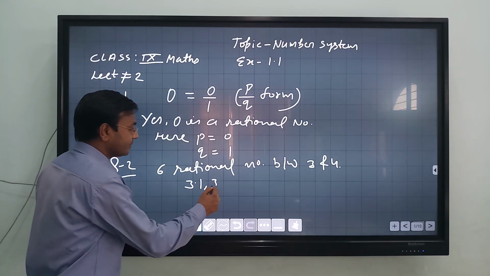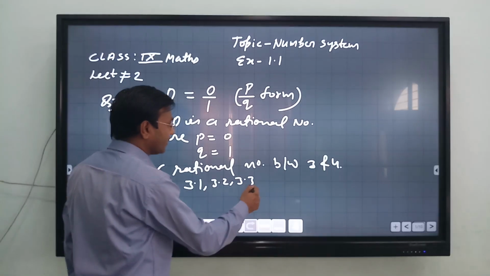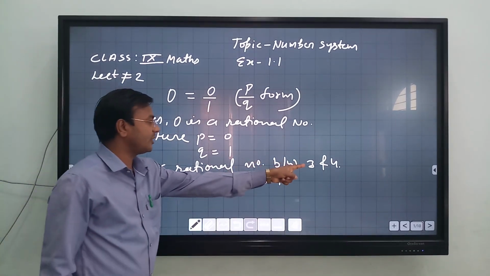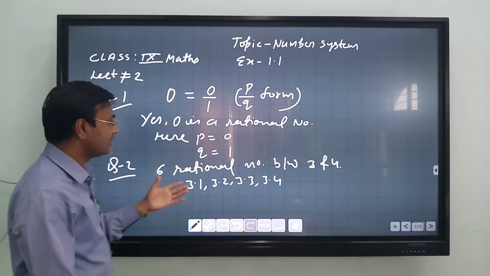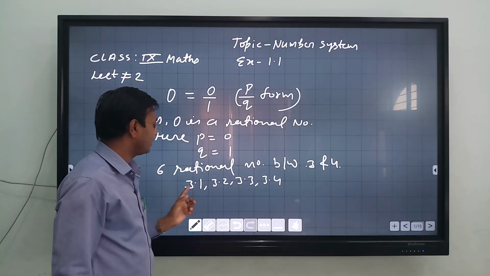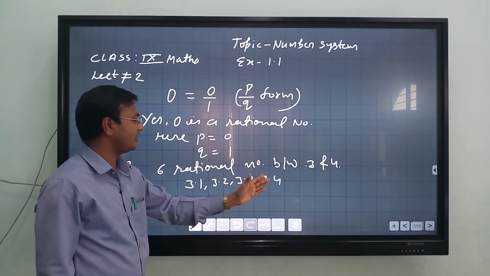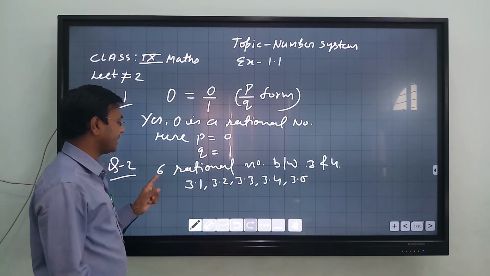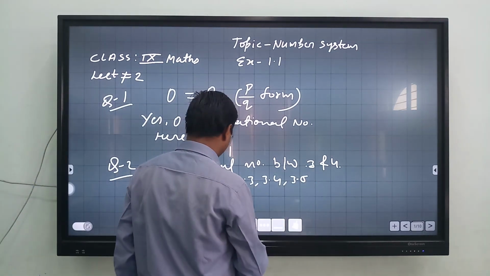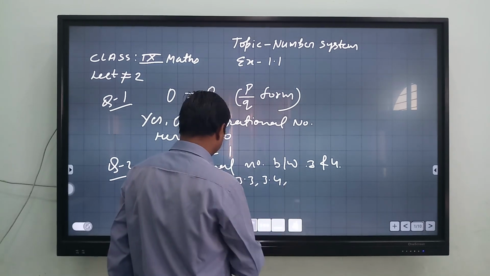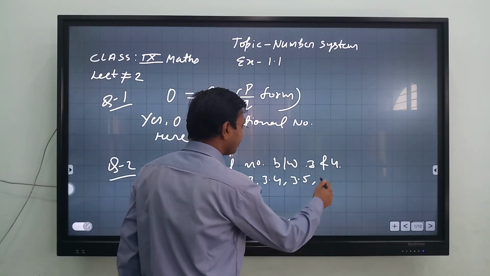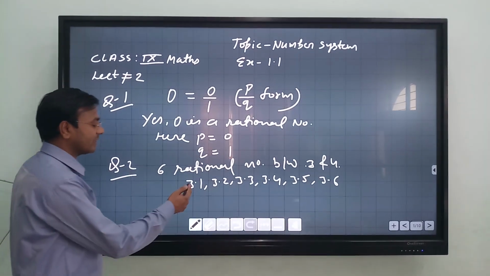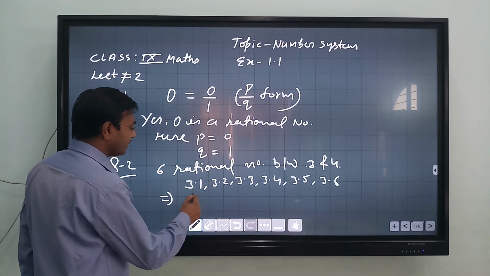So now check, are these numbers lying between 3 and 4, meaning greater than 3 and less than 4? I mean decimals. It is very easy to write 3, then start 3.1, 3.2, 3.3, 3.4. How many do we need? We need 6. So 1, 2, 3, 4, 5 and 6: 3.5, 3.6.